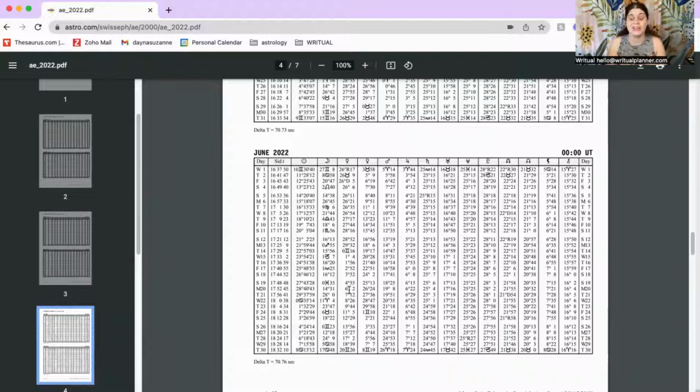And this is how you calculate it with an ephemeris. So if you ever want to look into the future and see how long these Mercury retrograde periods might last, what degrees they're traveling through, what signs they're going to affect, this is how you do it.